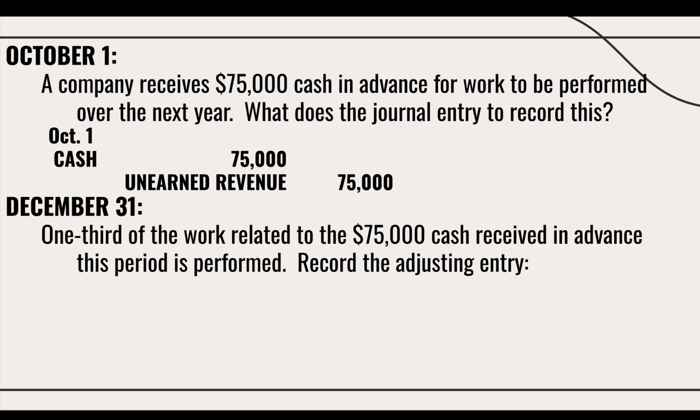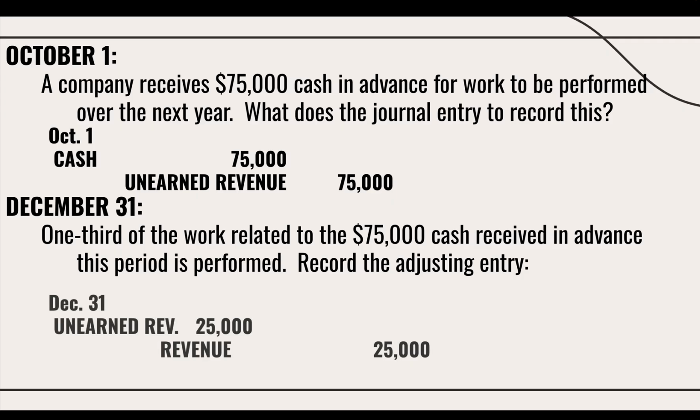And then at the end of the year, 1/3 of that $75,000 cash received in advance is performed. So we just need to update our books to account for how much of the revenue is now earned. Pause. So 1/3 of 75,000 is 25,000. So it's a debit to unearned revenue for 25,000 and then a credit to revenue.